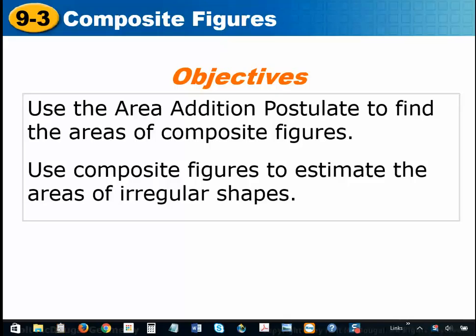This is Chapter 9, Section 3, and our objectives are to use the area addition postulate, which just says that the area of one piece plus the area of the other piece together will equal the area of the whole thing, to find the area of composite figures, and then we'll also do some estimating of irregular shapes.